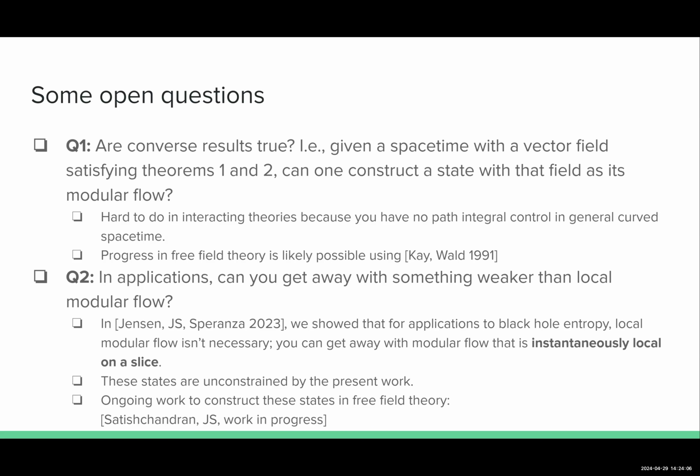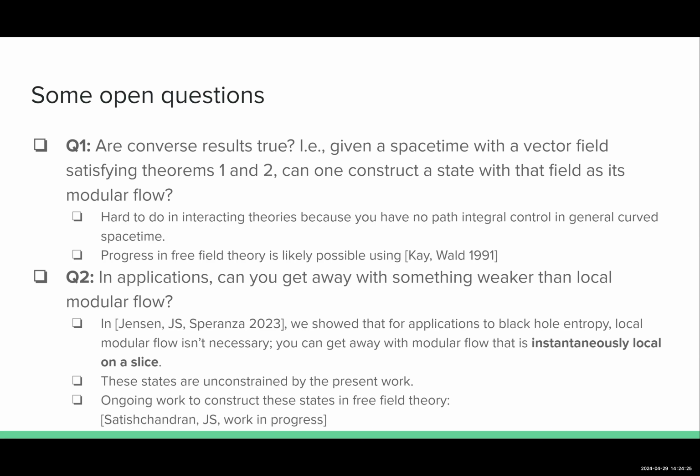But I do think that progress in free field theory is likely possible using the results of this paper by Bernard Kay and Bob Wald from '91. In fact, Gautam Satyashanchan and I are in an argument about whether it's trivial using the results of this paper. He thinks it's trivial, I think it's easy. So look for progress on that.